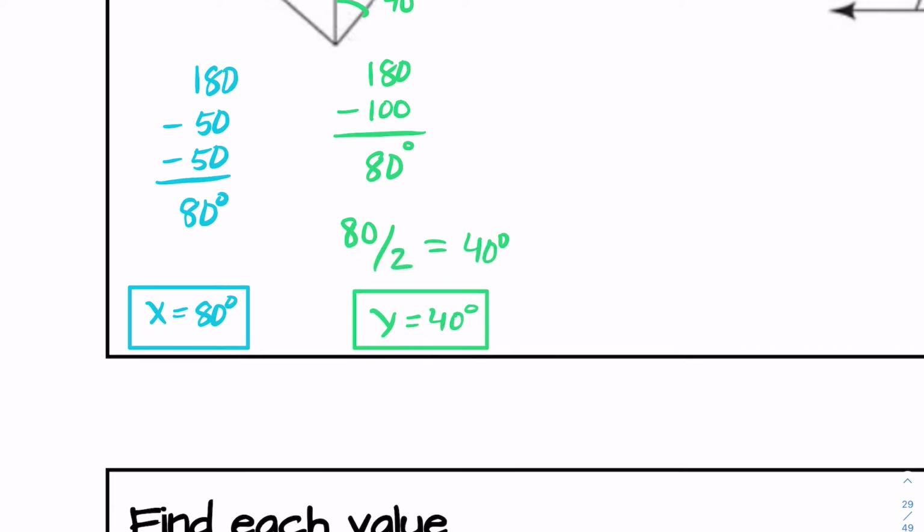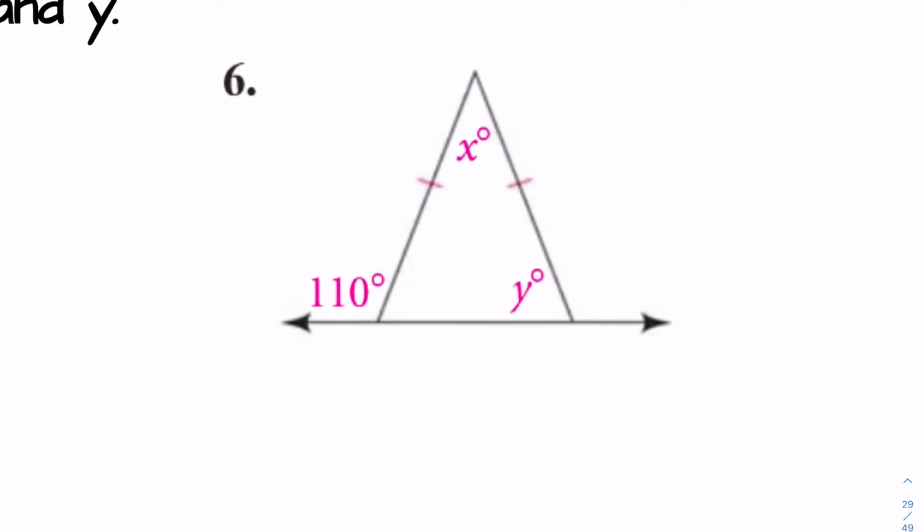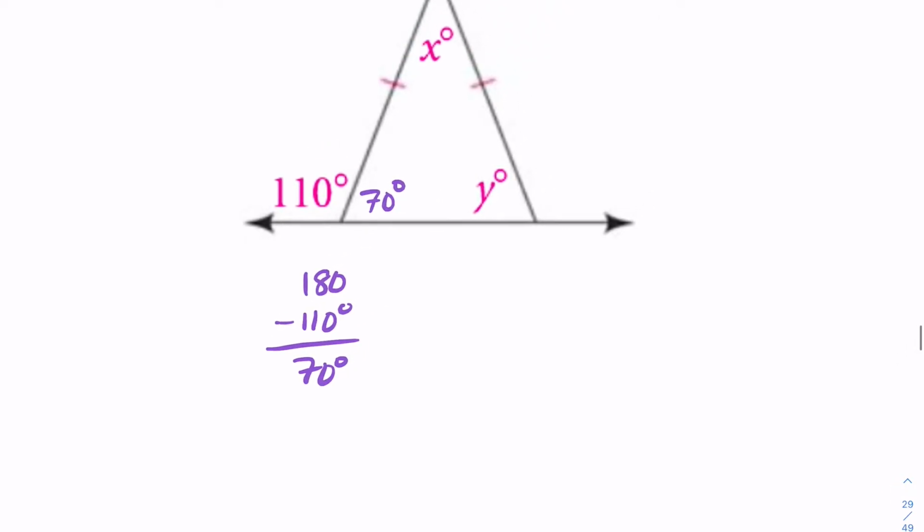All right. This next one, you're going to have to work a little bit backwards. We're going to do 110. We're going to do 180, take away 110. That'll give me 70 degrees. That gives me this angle because it's a straight line, so they have to add up to 180. And then that also means that this is 70 degrees.